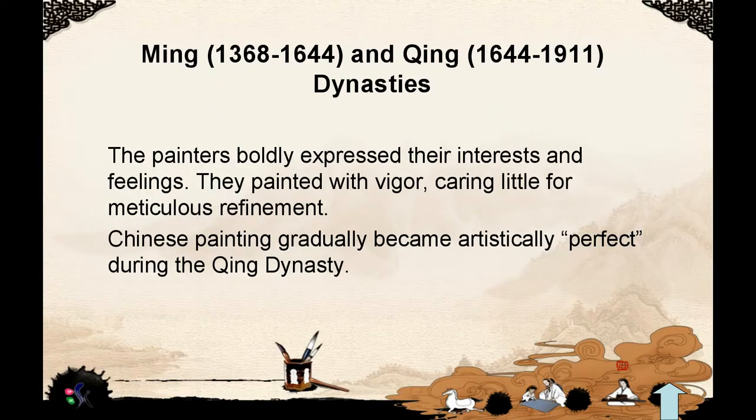In the Ming and Qing dynasties, the painters boldly expressed their interests and feelings. They painted with vigor, caring little for meticulous refinement. Chinese painting gradually became artistically perfect during the Qing dynasty.